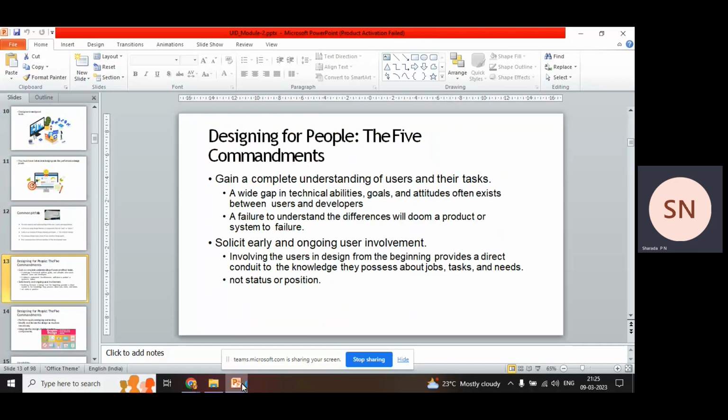Involving users in design from the beginning provides a direct conduit to knowledge they possess about the job, task, and needs. Involvement also allows the developer to confront a person's resistance to change, a common human trait. People dislike change for a variety of reasons. Among them, fear of the unknown and lack of identification with the system.